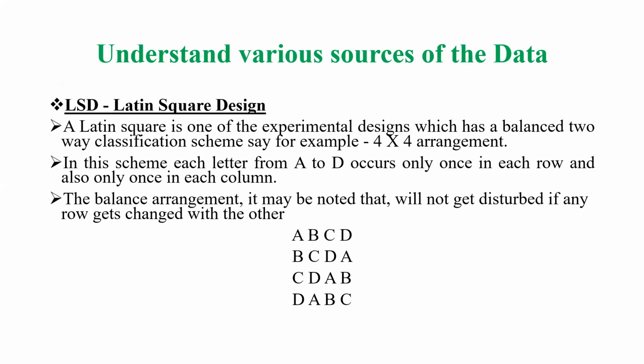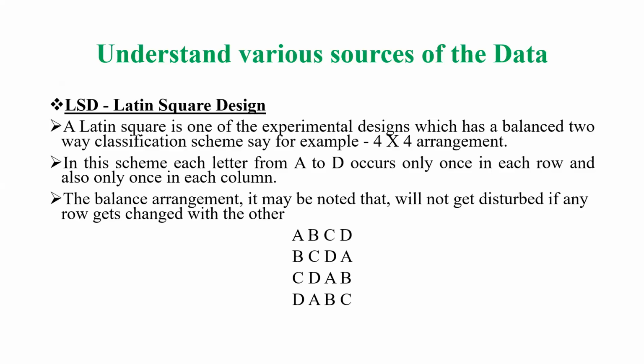Which is quite interesting, Latin square design. A Latin square is one of the experimental designs which has a balanced two-way classification scheme, say for example, a 4 by 4 arrangement. What do you mean by classification, friends? Separation of the corresponding things, like yes or no, true or false, all these things come under the category of classification.